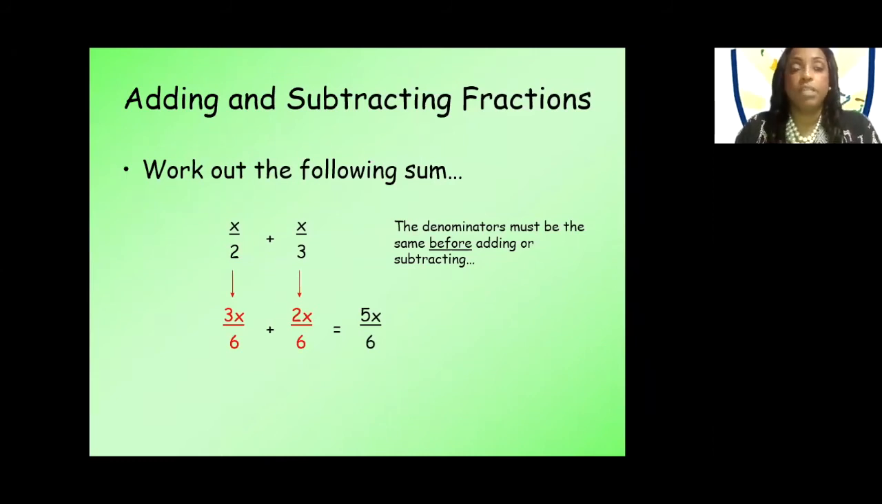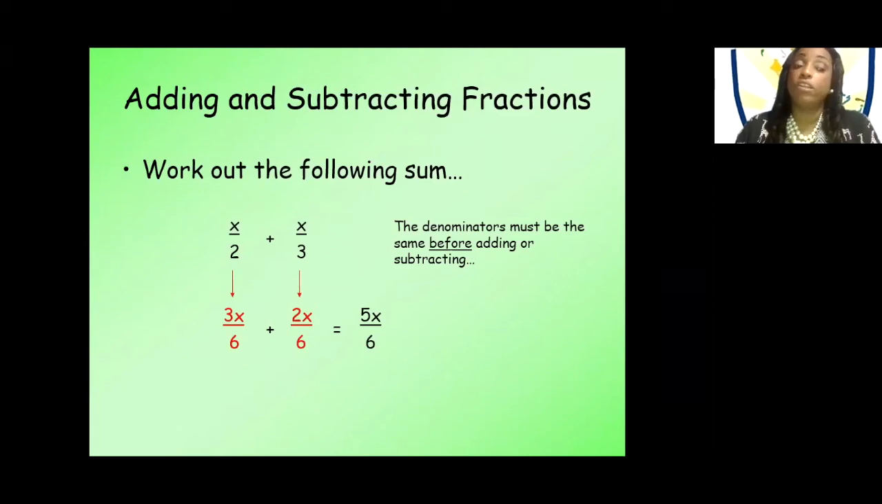You do the same thing to the next part of the fraction. 3 into 6 is 2. 2 times x, which is my numerator for the second part of the fraction, becomes 2x. And again, you keep it over the common multiple, which in this case is 6.